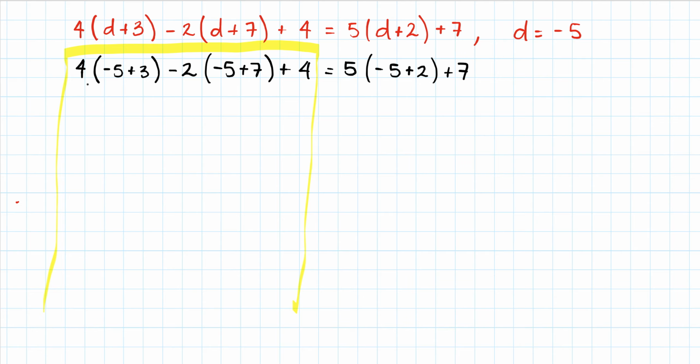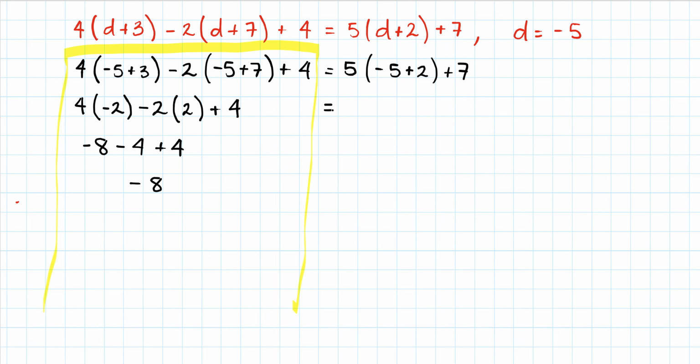Okay, so 4 times negative 5 plus 3 is equal to negative 2. Take away 2, negative 5 plus 7 is positive 2, plus 4. That means that's 4 take away 8 times negative 2 is negative 8. Negative 2 times 2 is negative 4 plus 4. Then negative 8 take away 4 is negative 12 plus 4 is negative 8. So that's my answer on the left hand side.